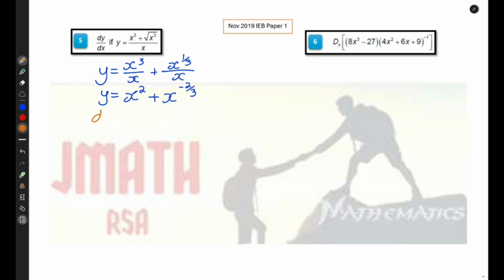Now I can get the derivative, so dy over dx would equal 2x plus minus 2 over 3 x to the power of minus 2/3 minus 1 whole, which would give me minus 5 over 3. Once again, take your calculator if it's uncertain how I got there. Final step: 2x minus 2 over 3x to the power 5 over 3. Great, I can leave it like that.